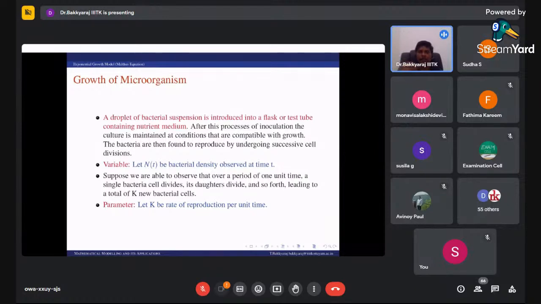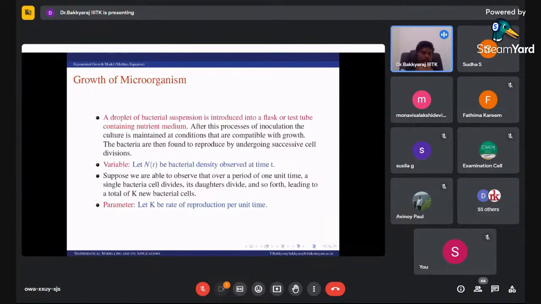Okay, so here we have N naught initial bacteria. We start with the time 0, and then we allow them to evolve. The growth mechanism: the microorganisms will grow. Here the variable we are interested in is the bacterial density observed at time t.